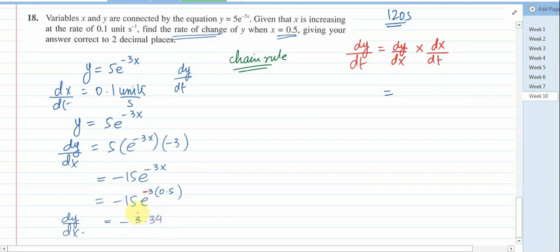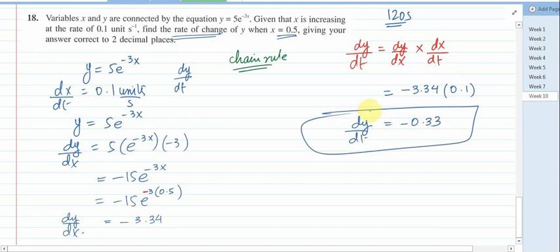Alright, now we are going to place the value here, so it's minus 3.34. The value of dx over dt is 0.1. So we need to multiply it by 0.1. So that gives you the value of minus 0.33. That is your dy over dt. Alright, so that is your answer. Make sure that you are not going to make any mistakes regarding the sign. So take a close look at it.